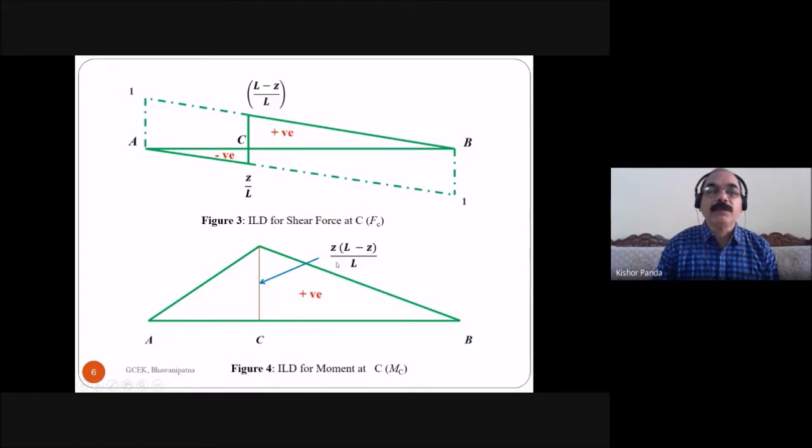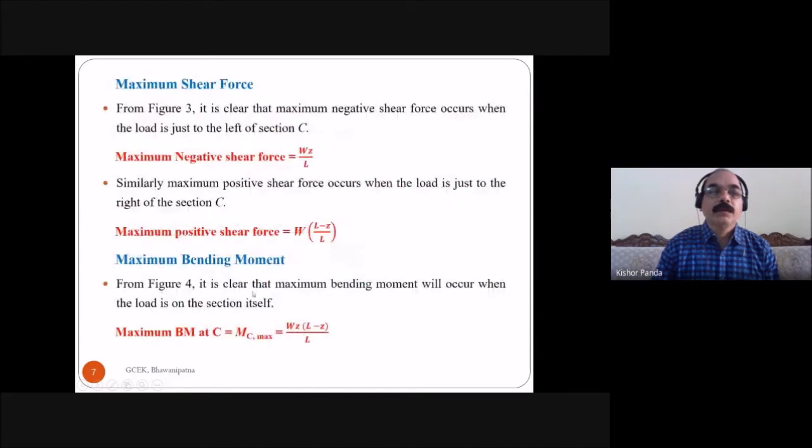So what is the maximum bending moment? You have to multiply by W here, because this is for the unit load. When the load W is moving across a beam, the maximum bending moment is W into Z, L minus Z by L. It is clear that the maximum bending moment will occur when the load is on the section itself. So the maximum bending moment at C, MC max, is equal to W into Z, L minus Z divided by L.